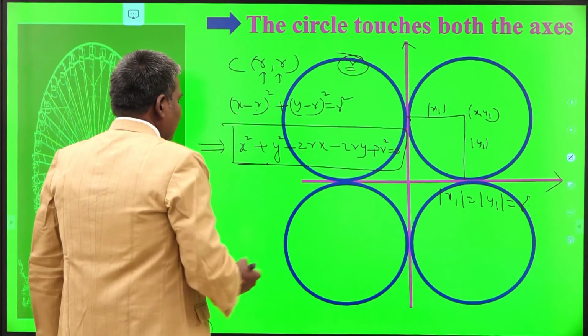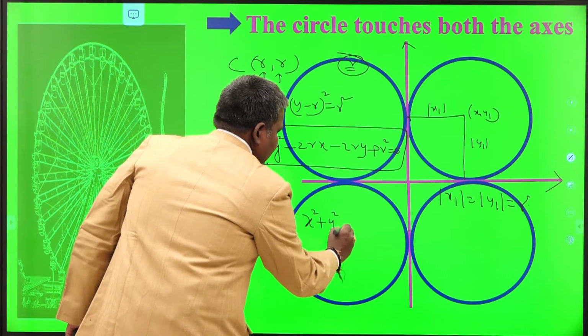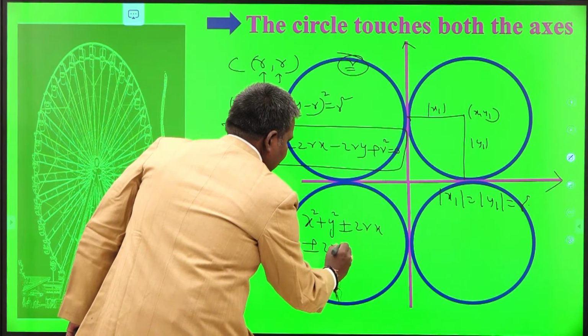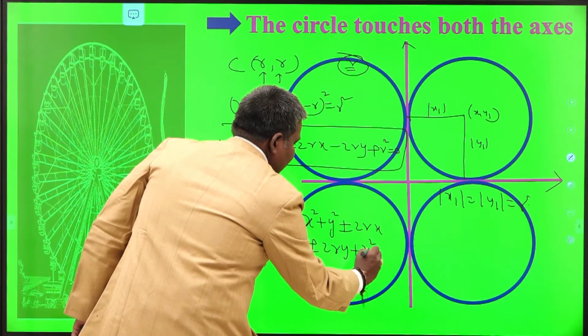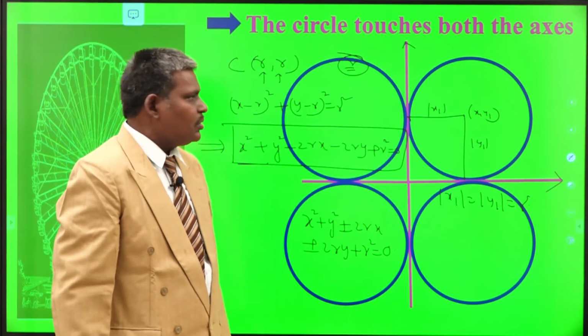So these 4 equations may be written as x square plus y square plus or minus 2rx plus or minus 2ry plus r square is equals to 0.